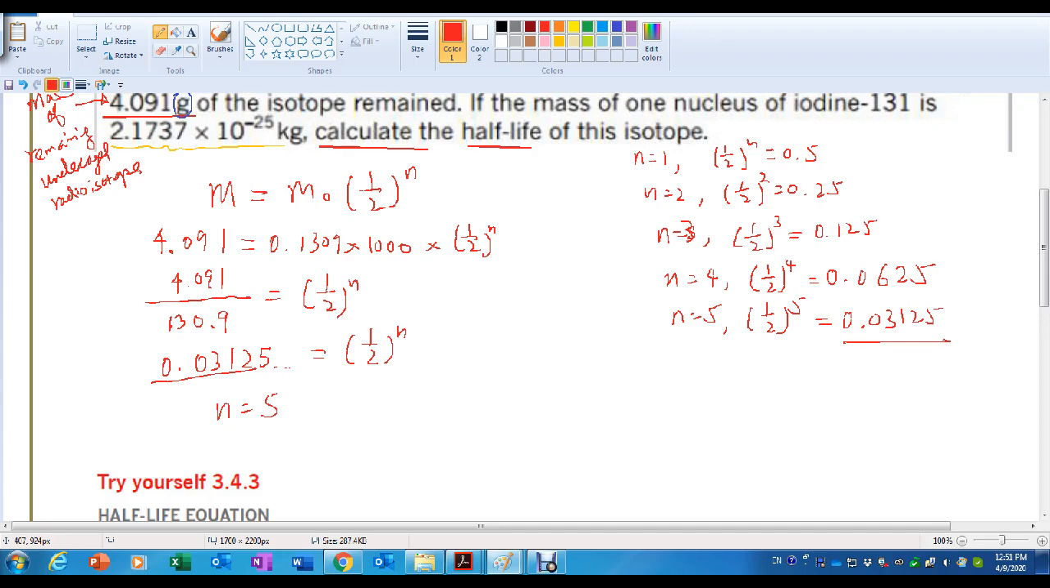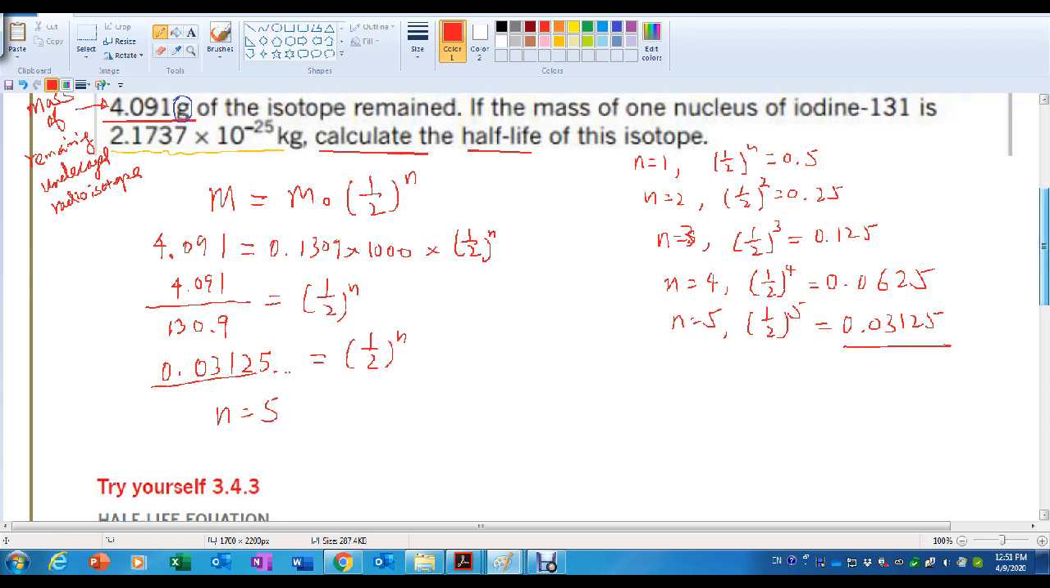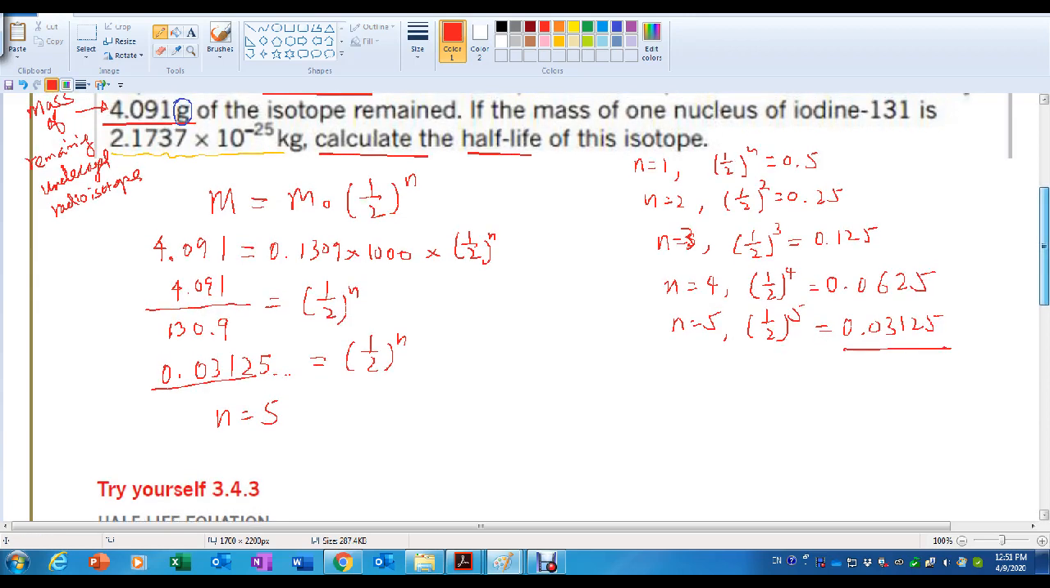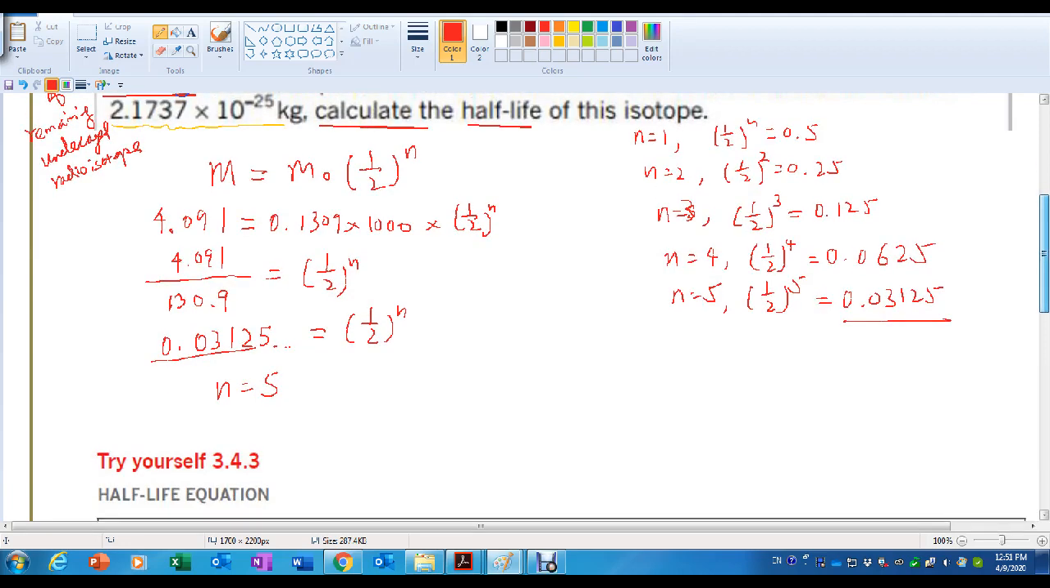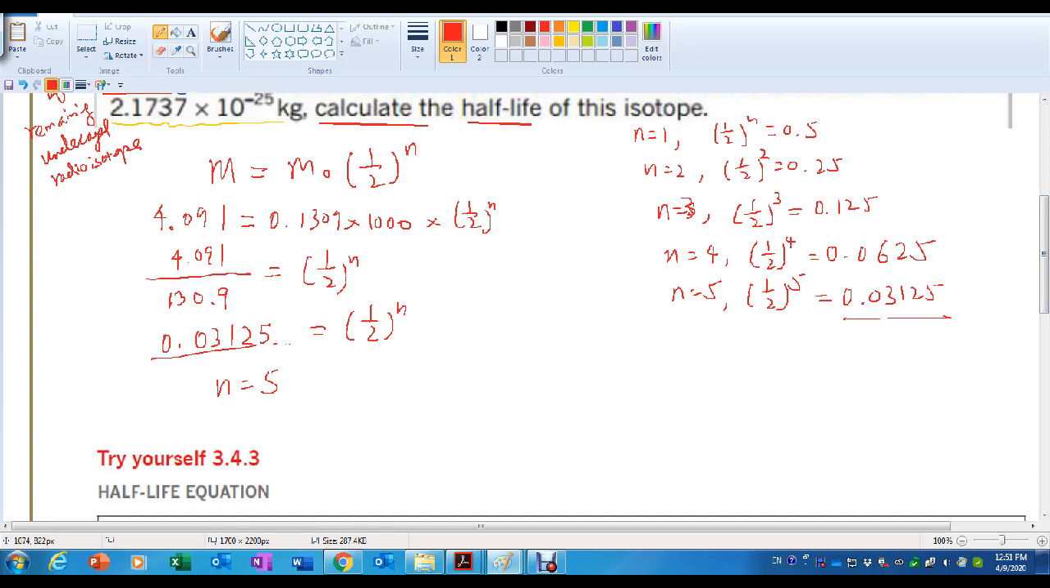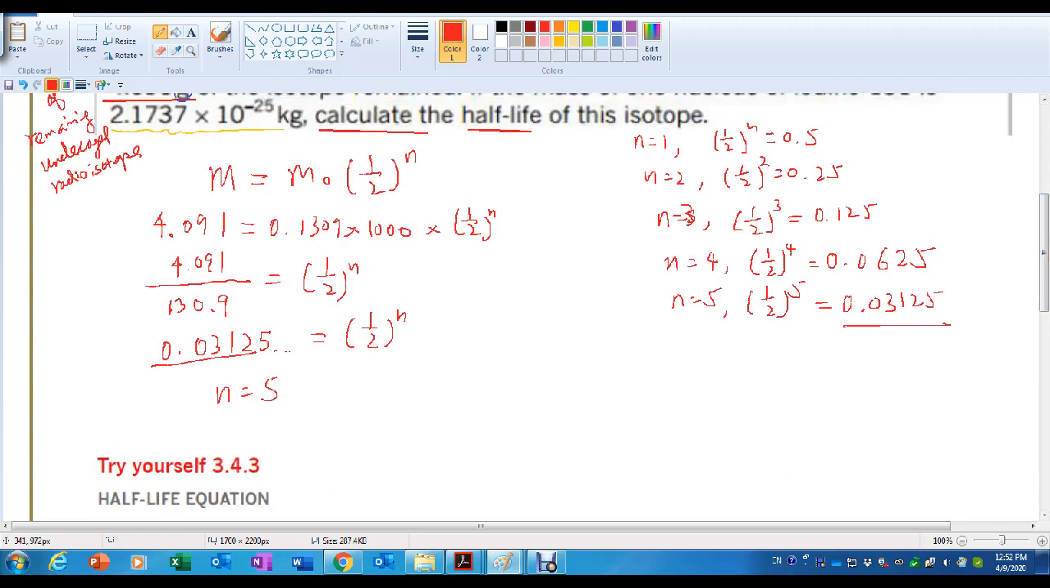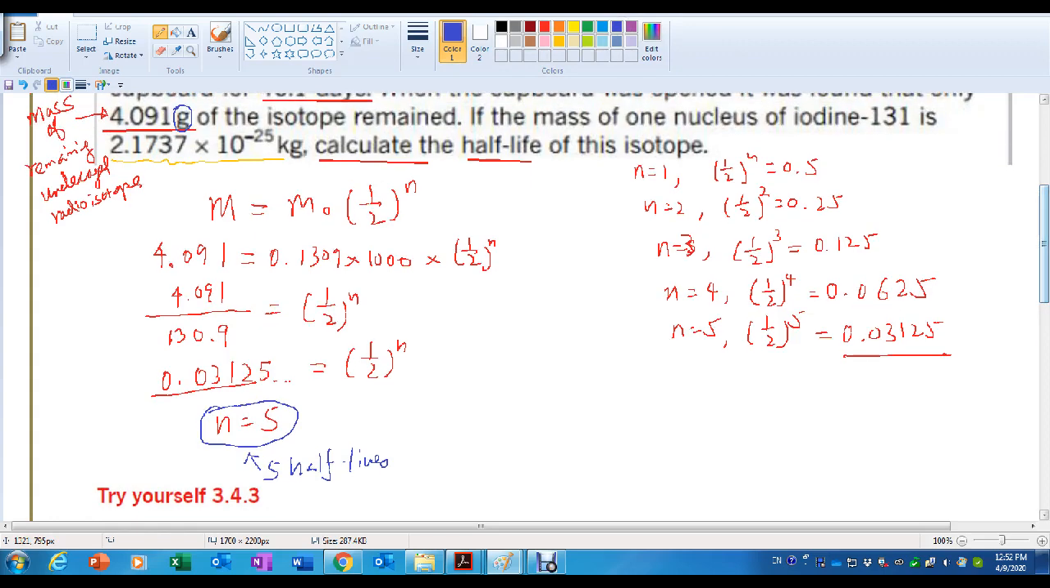Of course, some of you might have learned how to solve it by using exponential equations or logarithms. That's okay, but I just need to take care of the general audience who might not have learned the skills of exponential equations and also logarithms. So n equals 5. What's the meaning of this? That means there are 5 half-lives.